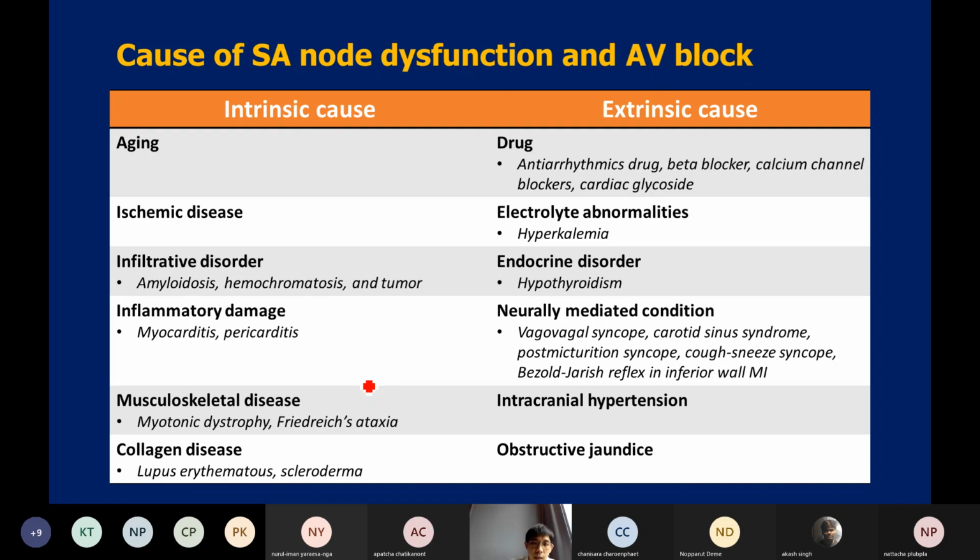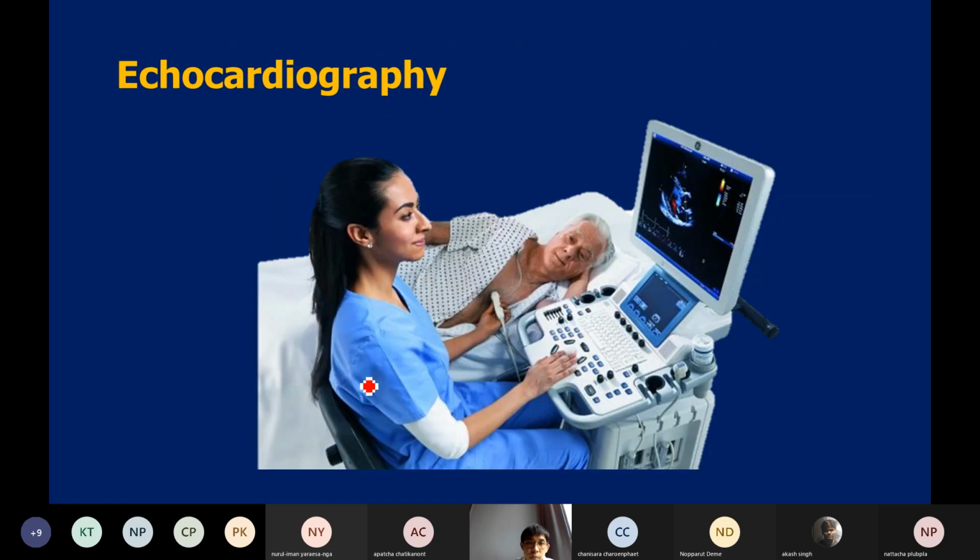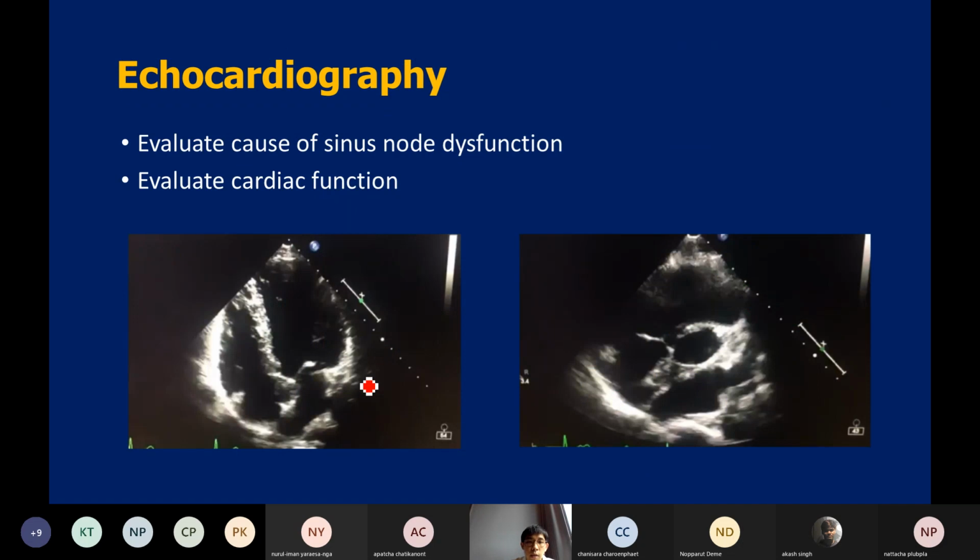We could do an echocardiogram. We have to review the medication history. We have to investigate further to see whether the cause is reversible or not. Okay, and this is the echocardiogram. We also do it in AV node dysfunction.